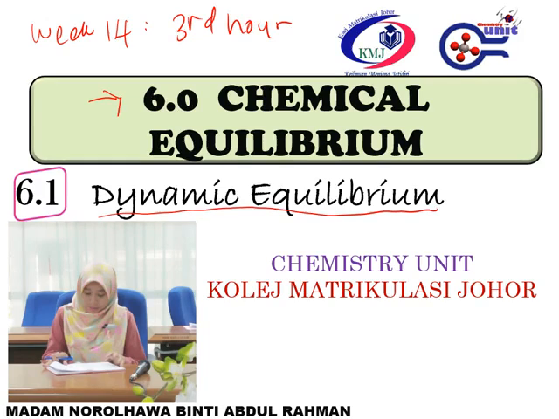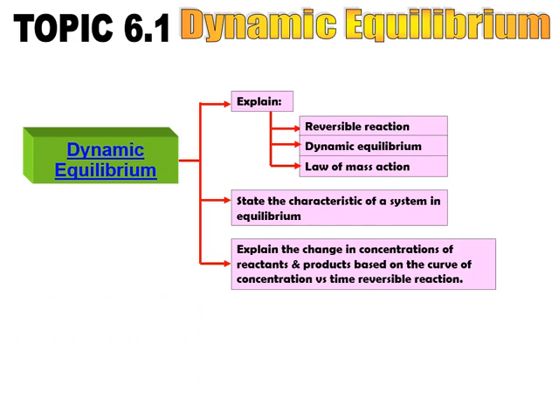Okay, first of all, what students should know in this subtopic? Students should be able to explain a reversible reaction, dynamic equilibrium and law of mass action, and state the characteristic for the system in equilibrium. So soalan ni selalunya akan keluar, characteristic for the equilibrium system, and explain the change in concentration of the reactant and product based on the curve of the concentration versus time for the reversible reaction.